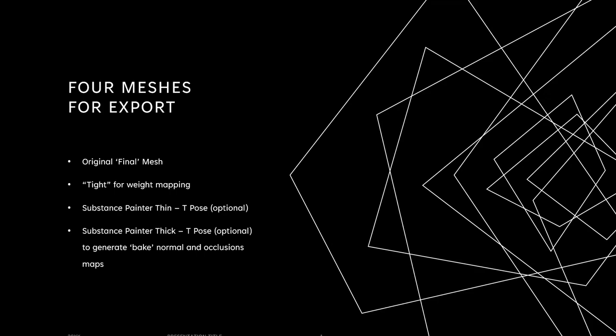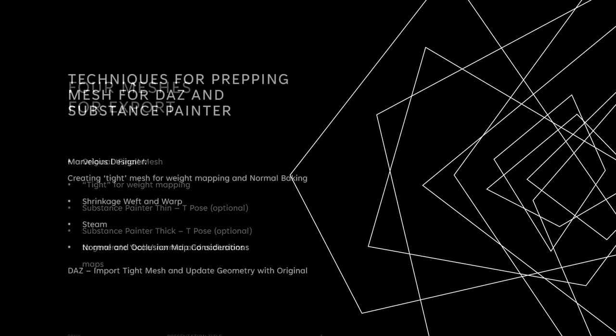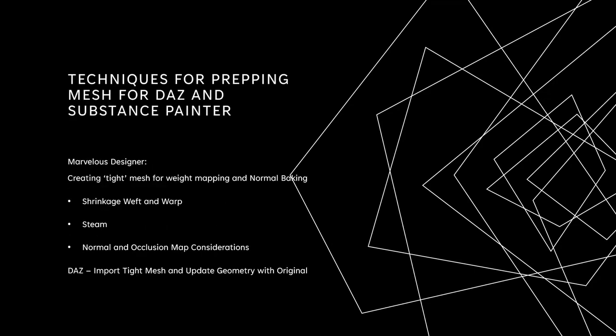We are going to export 4 meshes, 2 designed to be used in DAZ and the other 2 in Substance Painter. The 2 main strategies for prepping a garment in Marvelous Designer are using the pattern shrinkage weft and warp properties and the steam tool.